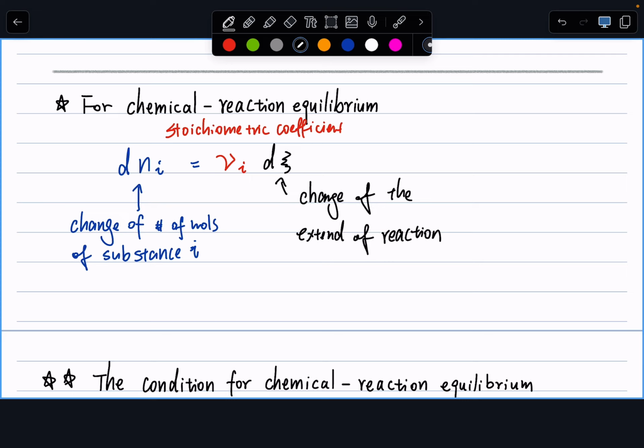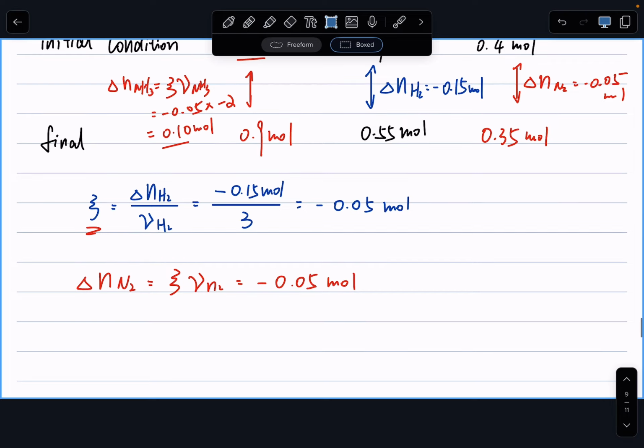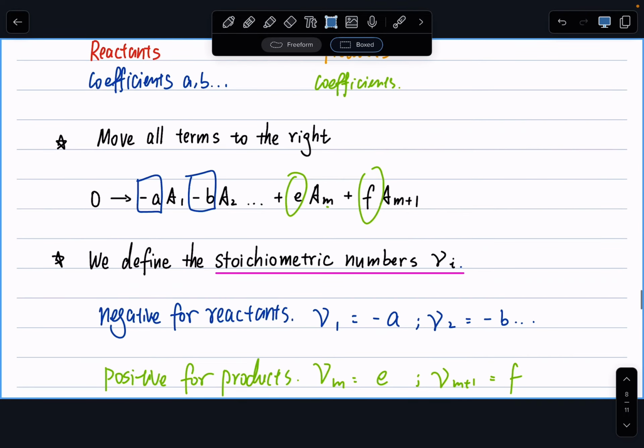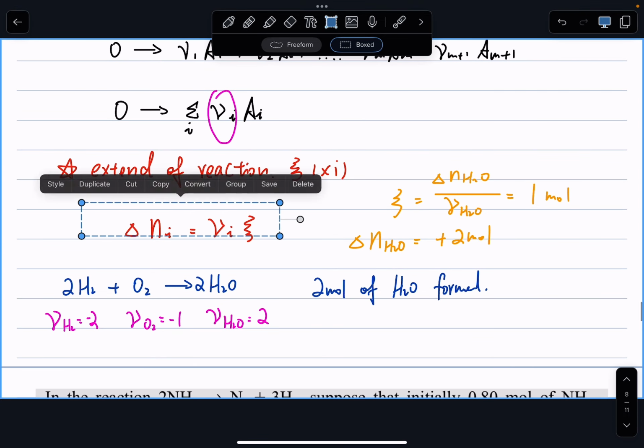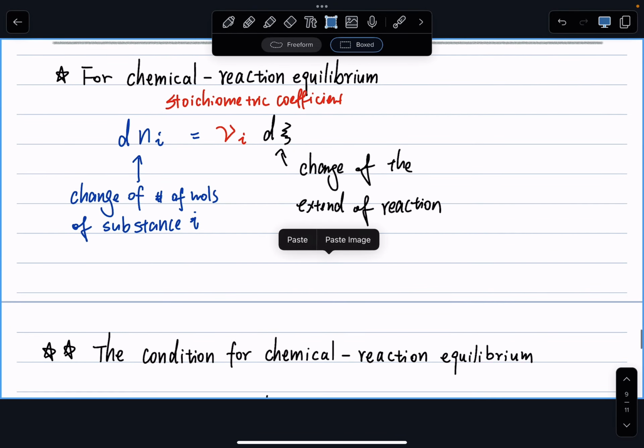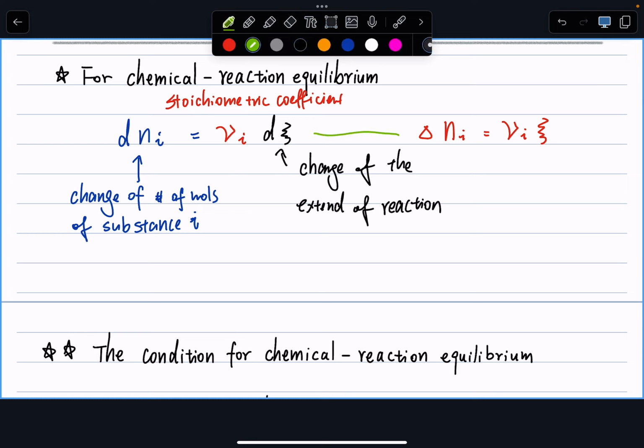This is effectively the same equation we have before. In the previous example, sorry, I'm trying to find it. Okay, so this one is our original version. So you can tell what's the difference here. The only difference between these two is just taking the integration and you get the right expression. That's the same idea. The integration of dn_i gives you delta n_i. Integration of your extent of reaction gives you ξ.